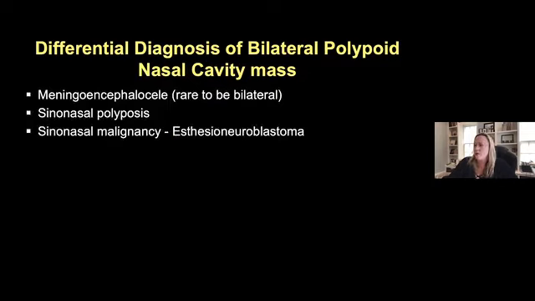So, moving on to the differential diagnosis of a bilateral polypoid nasal cavity mass. In general, it's pretty rare for meningoceles to be bilateral and big like this, but sometimes you can have that bilaterally along the olfactory cleft in the anterior and superior nasal cavity. Sinonasal polyposis is much more frequently seen superiorly and bilaterally. And then we would think about the possibility of a sinonasal malignancy like esthesioneuroblastoma. So I'm going to go through some of these and talk about why this case is not that.